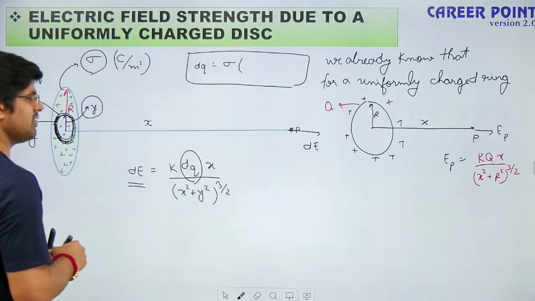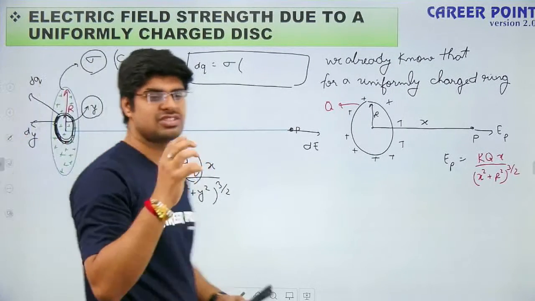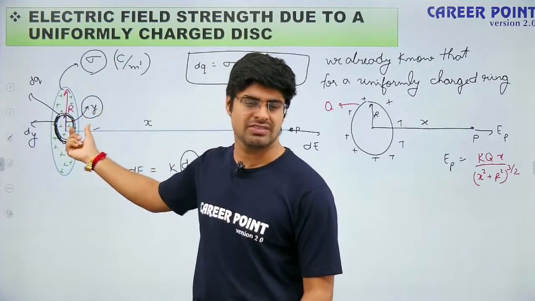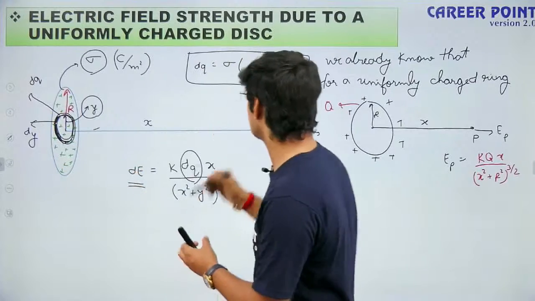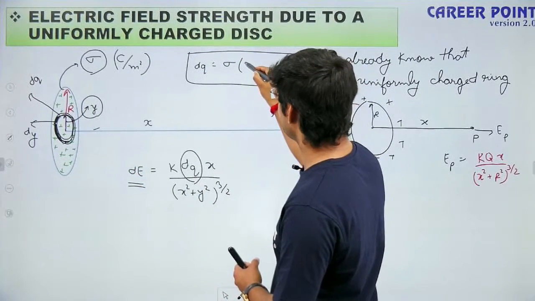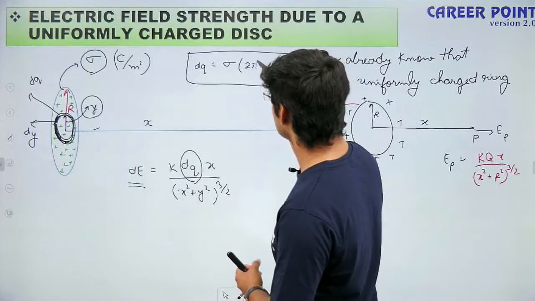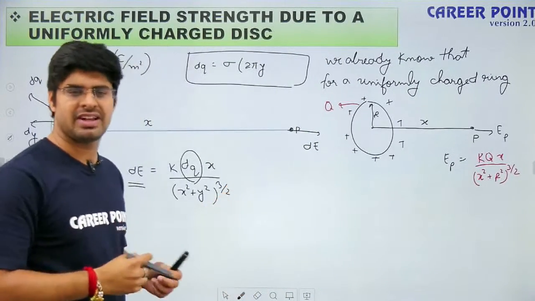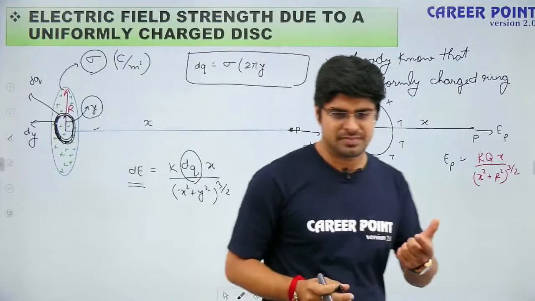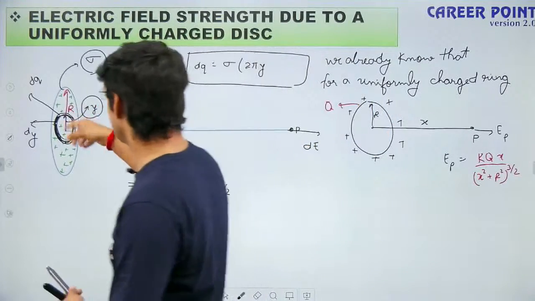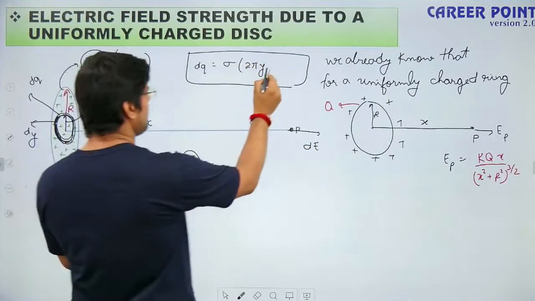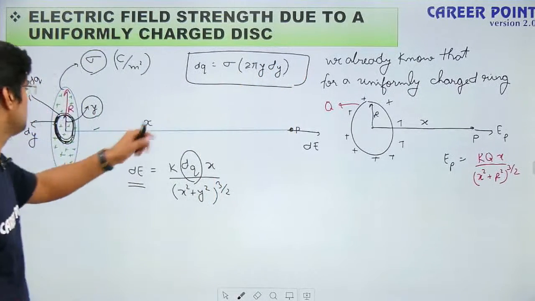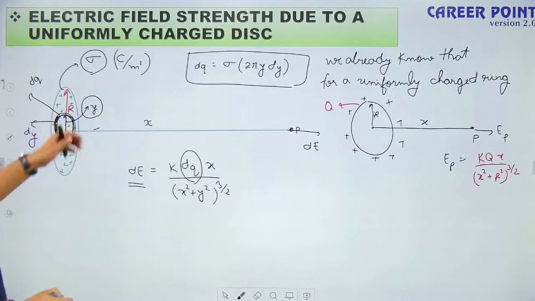Area of elemental ring will be given by, see what is the length of this small ring. The length of this small ring will be equal to the circumference of the ring. So for writing the area, I am writing circumference, that is length 2 pi y, into thickness of the ring. That's what we write as area, right? Length into breadth. So length of the ring into width of the ring, that is 2 pi y dy. So this can be written as our charge possessed by this elemental ring when surface charge density is sigma.